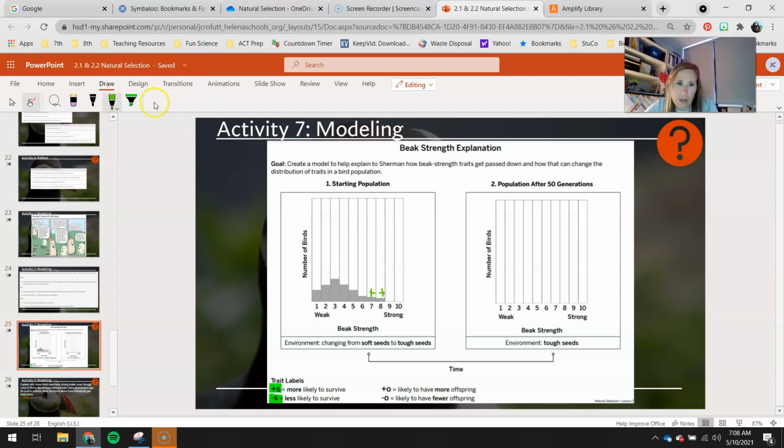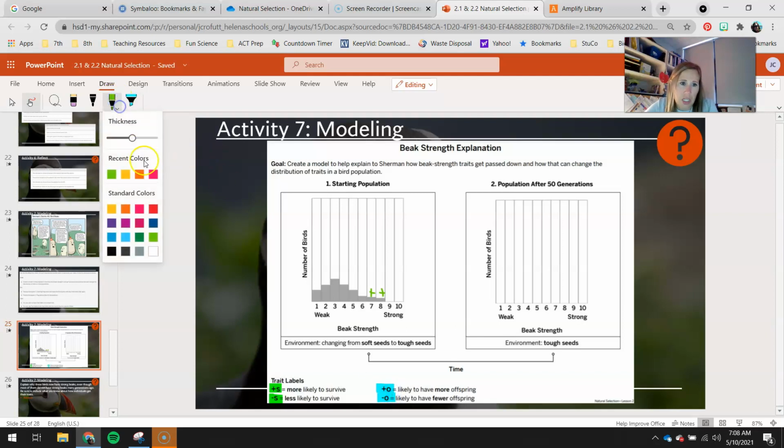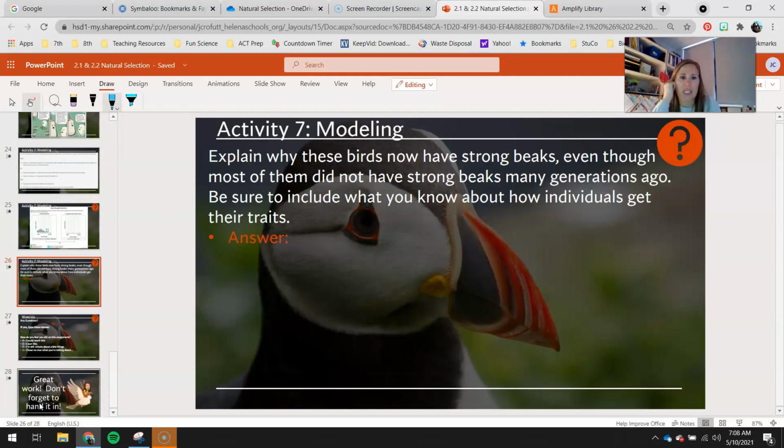And then there might be more than that, just FYI. And then maybe I'm going to say blue is going to be my reproduction. So I'm going to change my color here and say, if I put a plus here, this is going to be more likely to survive and reproduce, and these are going to be more likely to reproduce. Again, it might look different than that. And then finally, draw your histogram as you think it will look, and wrap up by answering this question. Explain why these birds now have strong beaks, even though most of them did not have strong beaks many generations ago. Be sure to include what you know about how individuals get their traits.